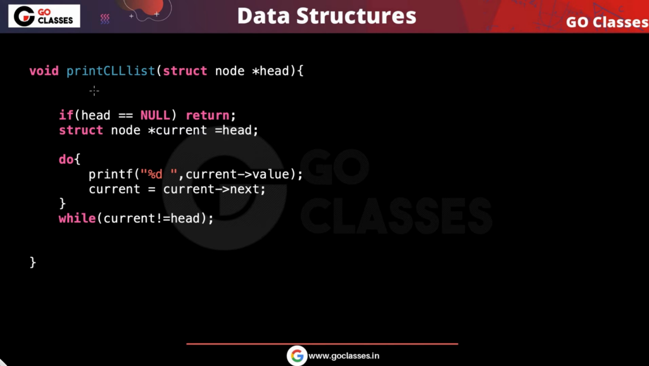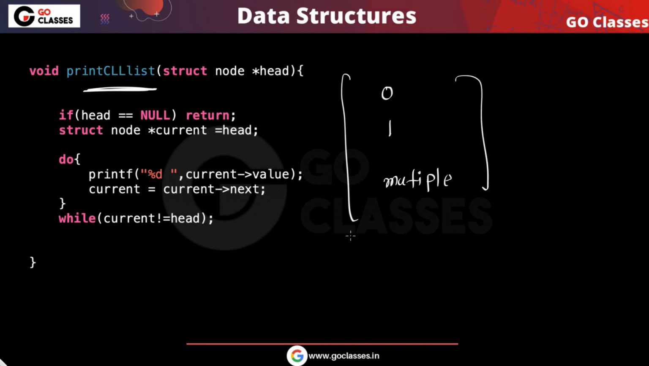So we can print the circular linked list using this do while loop. You can try it on your own. Just take a circular linked list with 0 nodes, 1 node, and multiple nodes, and try seeing whether it works on all these 3 cases. I think with 0 nodes it will just not print anything. With 1 node and multiple nodes it will work. You can try doing it. It is similar to counting the length.